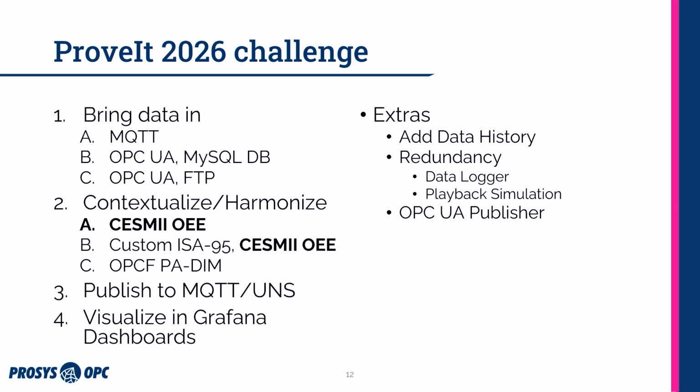On the third part, we publish everything back to the UNS broker as MQTT messages, and then we can also visualize that in Grafana dashboards. As extras, we can add history to data. We can use redundant features, meaning we have been logging data from one of these OPC UA servers in case we lose a connection, which seemed to happen during building up the demos. By logging data, we can then play it back with our simulation server and replace the online connection to the actual virtual factory with a simulation server connection. And we can also implement an OPC UA publisher, which is a more standard way to publish to an MQTT broker.